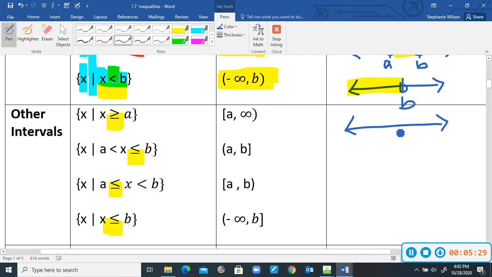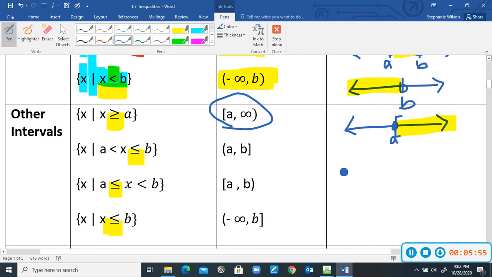The first one said that x is greater than or equal to a. Since it's equal to, I'm going to put a closed circle. And it said x is greater than, so I know we're going to go off to the right. So this is where this notation comes from: we put a bracket on a because we're closed, we actually included a, and we went off to infinity, so we put a parenthesis.